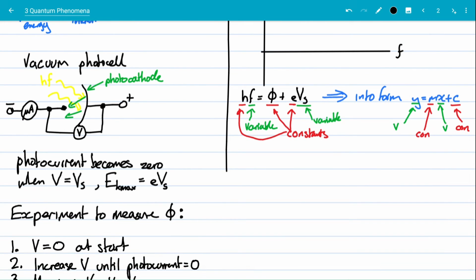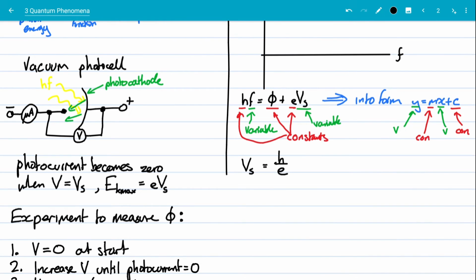Well, that's not too bad. That's quite easy to do. What we're going to do is subtract phi first and then divide through by E. So we end up with Vs equals hf over E subtract phi over E. Or, to keep it in the form y equals mx plus c, we could put h over E f subtract phi over E.